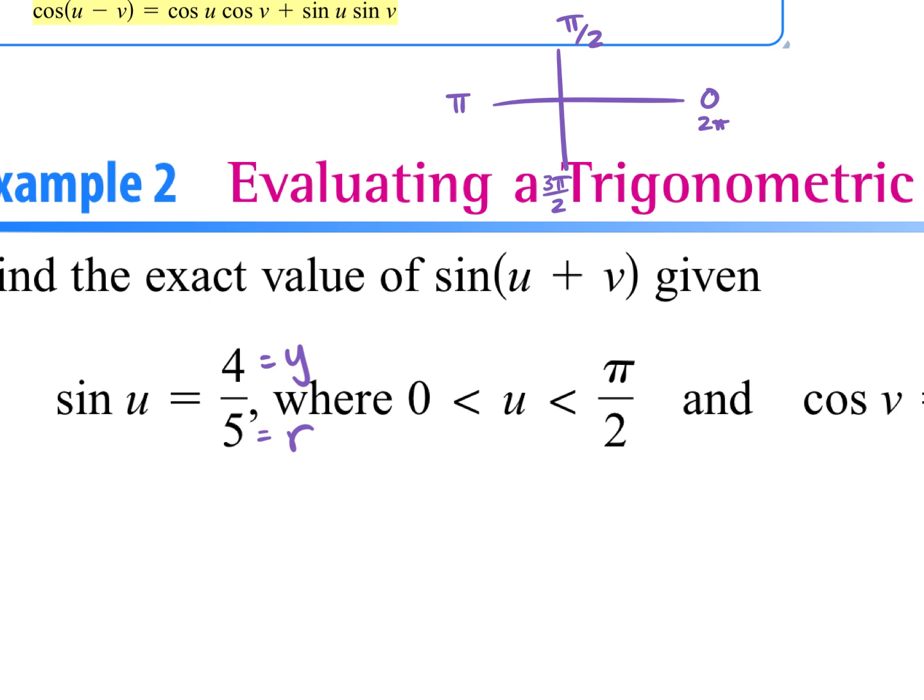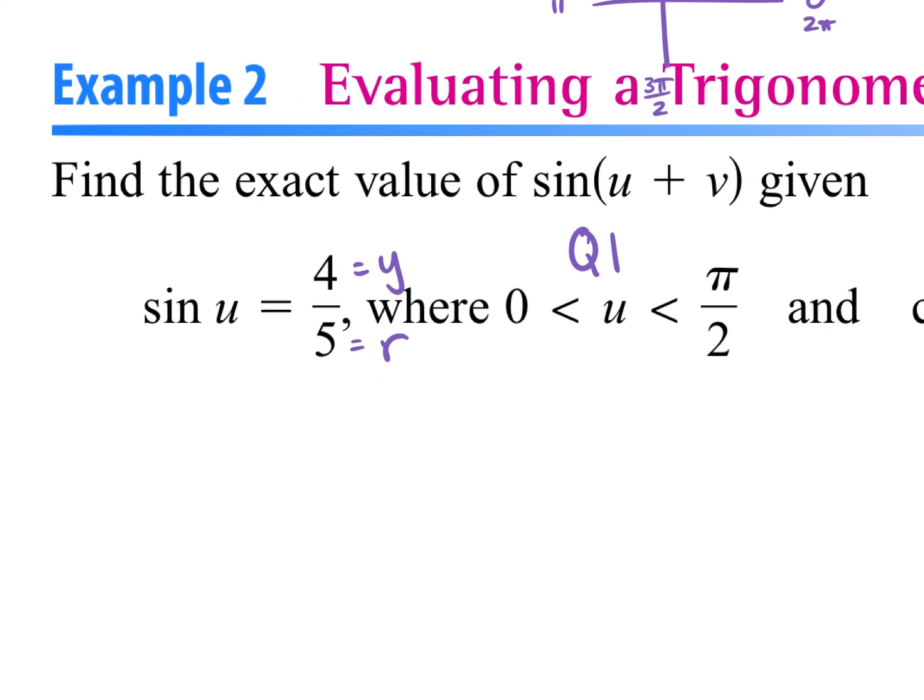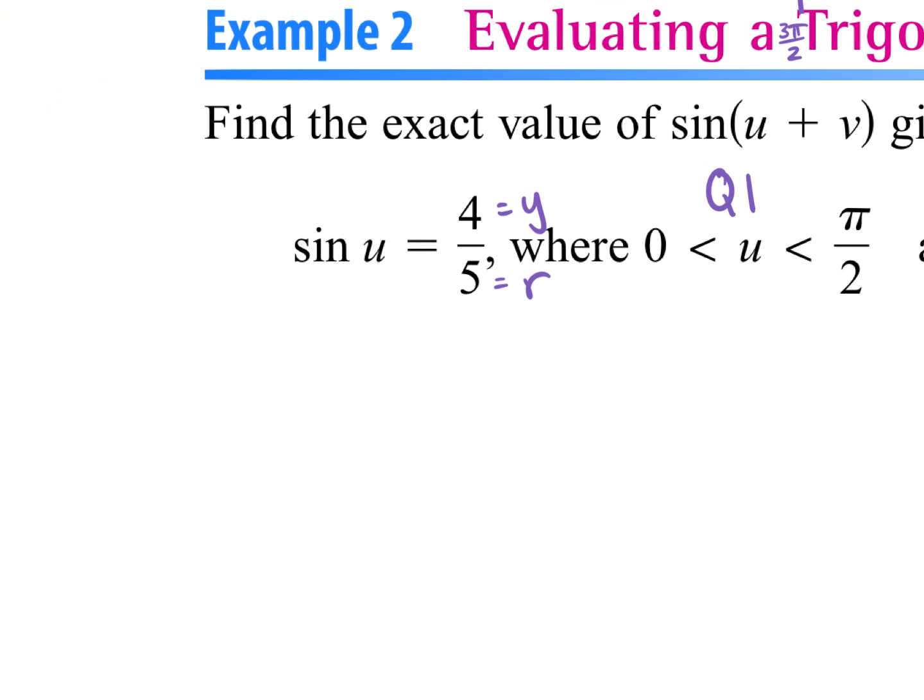Which quadrant? Quadrant 1, because we're from 0 to pi over 2. So this just tells us we are in quadrant 1. So we want to find what's missing. So u is our angle here. That's kind of the triangle that we're talking about. We know that y is 4, r is 5. So we're missing x. We need to find x.